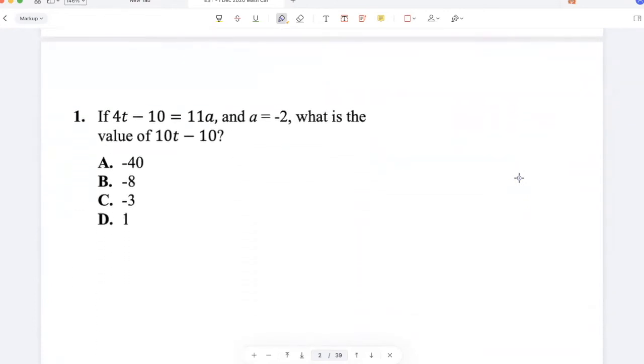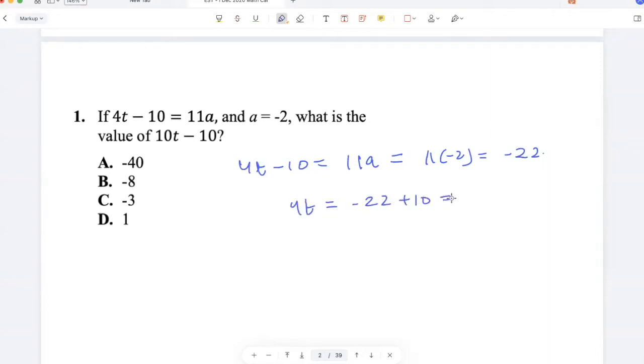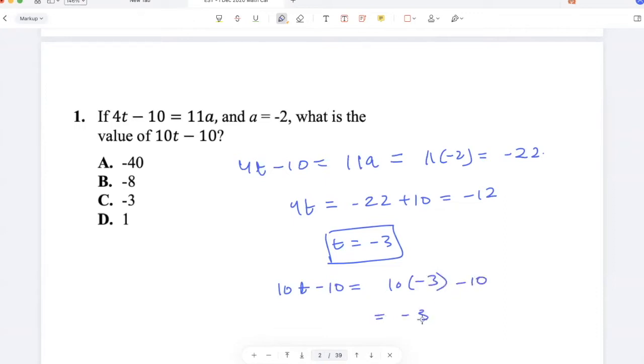Question 1. If 40 minus 10 is 11a and a is -2, what is the value of 10t minus 10? So 40 minus 10 is 11a, so that's 11 times -2, so that's -22. So 40 is -22 plus 10, which is -12. So t is -3. So what is 10t minus 10? 10 times -3 minus 10, minus 30 minus 10, so minus 40.